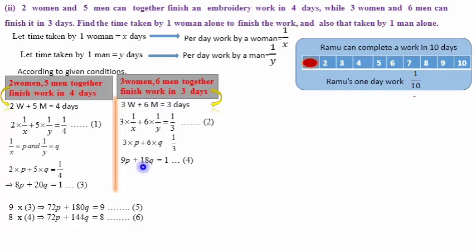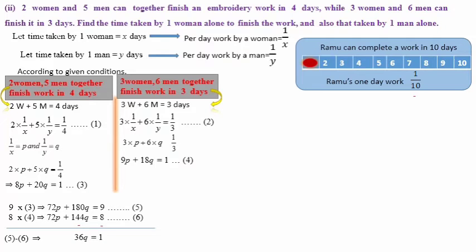So 8 into 9 is 72p, 18 into 8 is 144q, and 1 into 8 is 8. We label it as equation number 6. We shall solve this one. Before subtracting, let us change the sign: 144 will change to minus, 8 will change to minus.